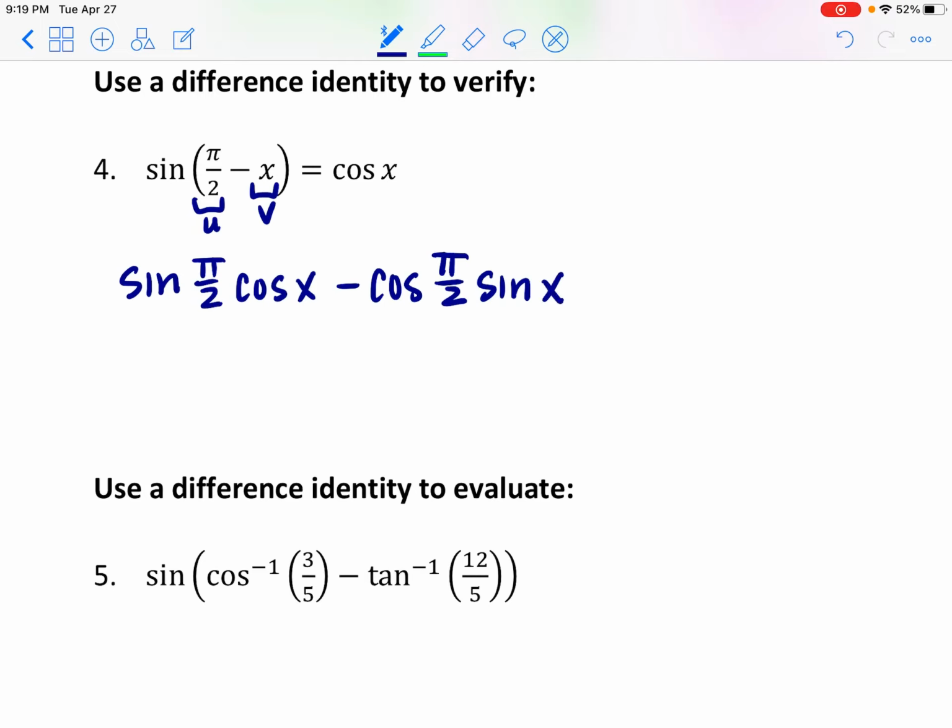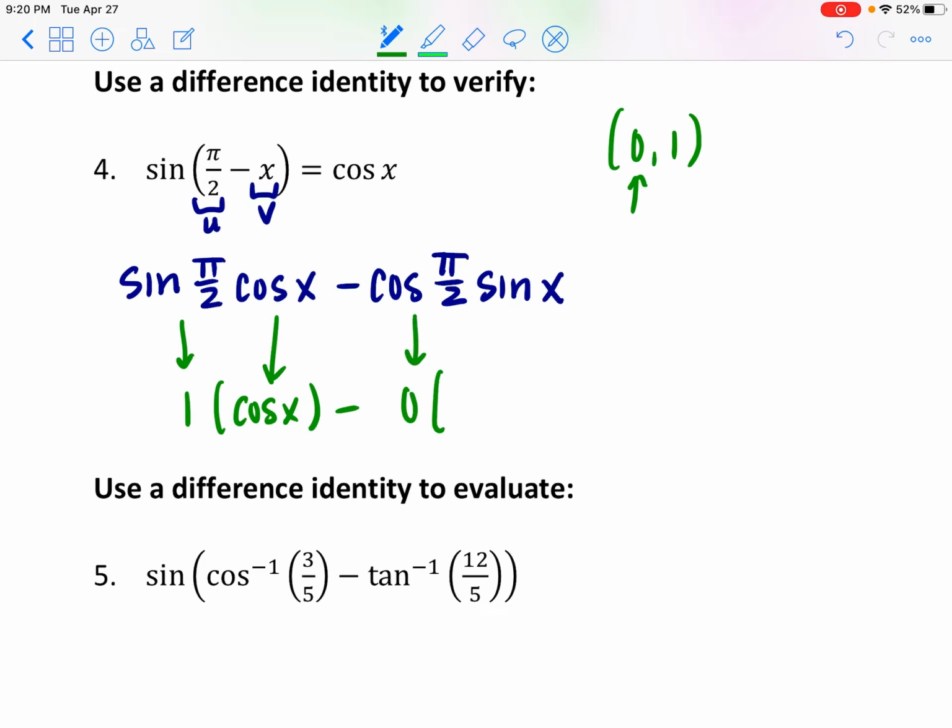The sine of pi over 2: if we went to the unit circle, pi over 2, the coordinates are 0, 1, so the sine is just going to be 1. So the sine of pi over 2 happens to be 1. And cosine of x, we can't do much with that because there's a variable in there, so that's going to stay as the cosine of x. Then we're subtracting the cosine of pi over 2. Remember, pi over 2 hits the unit circle at 0, 1, so the cosine is just going to be 0. So that's 0 times the sine of x.